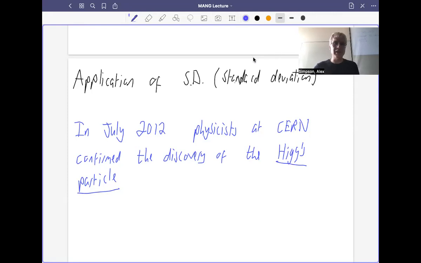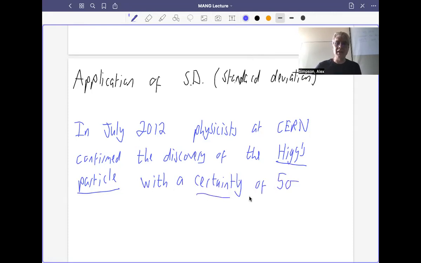And what it meant to actually announce a discovery was that they were certain that the particle existed. They actually quantify their certainty, how certain they are. Really, they're quantifying their uncertainty, but they're reducing their uncertainty, with a certainty of 5 sigma.